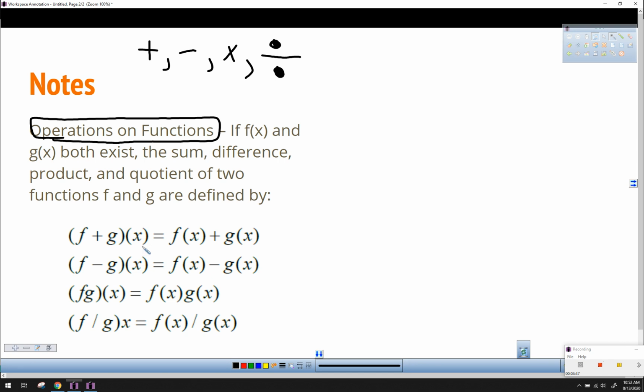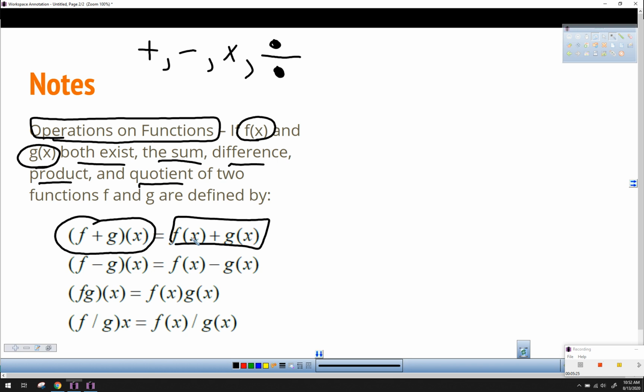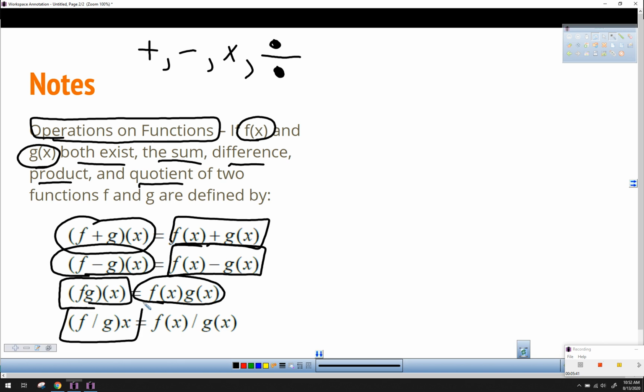So let's say that you have two functions, namely f of x and g of x. If they both exist, then you can calculate or find the sum, difference, product, and quotient of those two functions below. So for example, if I want to know what the sum of the two functions f and g are, you can simply add those two functions together. If I wanted to find the difference between those two functions, I could simply subtract those two functions. Also, if I wanted to find the product, I would simply multiply them together. And finally, if I wanted to find their quotient, I would simply set up a ratio or fraction.